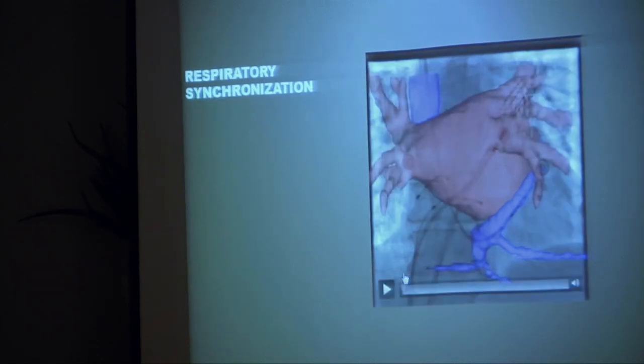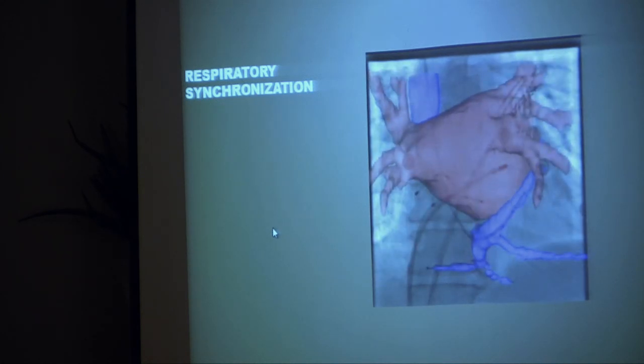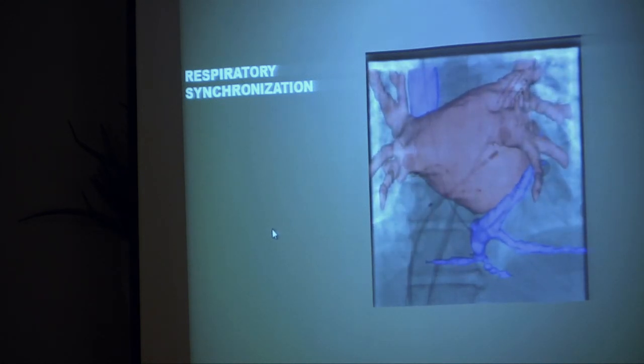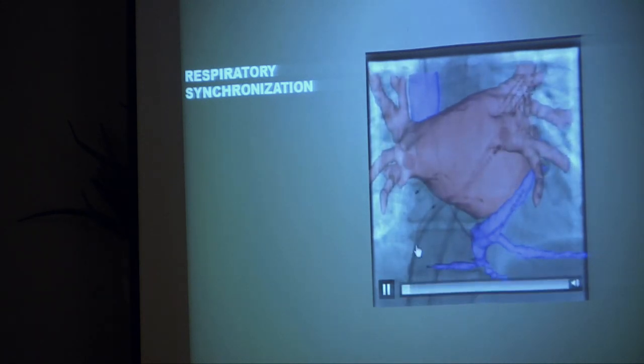So we take that, and then we do respiratory synchronization, so now it actually moves with the diaphragm, and you have to synchronize to some structure within the heart, like one of these catheters. But you know, it's still pretty choppy, and that's what it looks like now. But you know as well as I do, in the next 5 years, this is going to get a lot better. So we're still early on with this, but moving ahead.